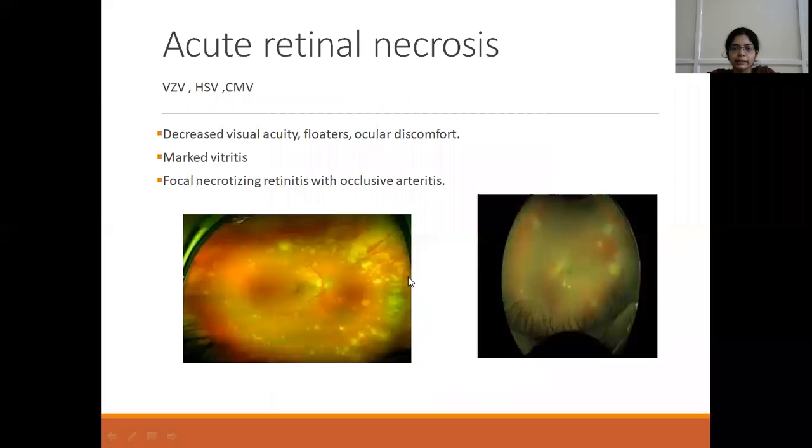One more thing is, just as the name indicates, there are patches of retinal necrosis, or whitish patches of retinal necrosis. But as you can see in the picture, it is not an extensive patch here. These are just multiple foci of retinal necrosis occurring here. So these are focal necrotizing patches of retinitis in acute retinal necrosis.